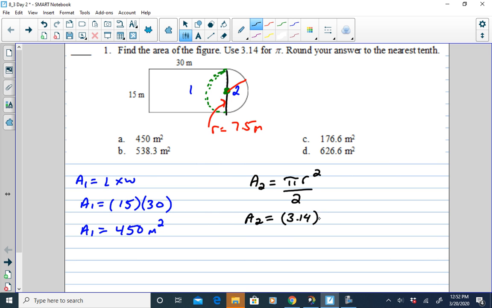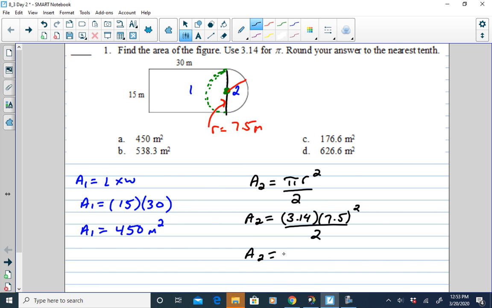So let's go back to this problem. So that's going to be 7.5. We're going to have to square that, and then we're going to have to divide that by 2. So area 2 is going to be equal to, now when you're using your calculator, we have to do the exponent first. So when we do this calculation with the calculator, we have to take the 7.5 and square it. Well, with your calculator, 7.5 squared is the same as 7.5 times 7.5. That's going to give you 56.25.